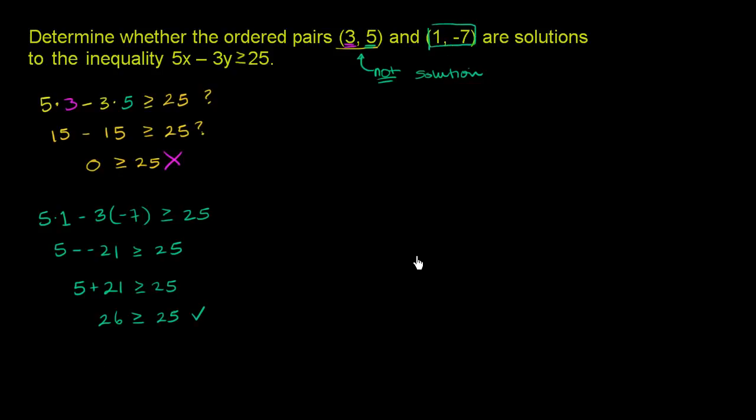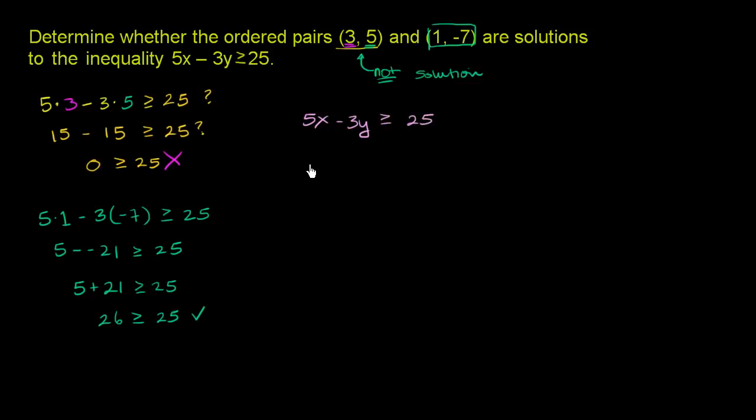And just to see if we can visualize this a little bit better, I'm going to graph this inequality. I'm not going to show you exactly how I do it this time, but I'm going to show you where these points lie relative to this solution. So first, let's put this in slope-intercept form. We have 5x minus 3y is greater than or equal to 25.